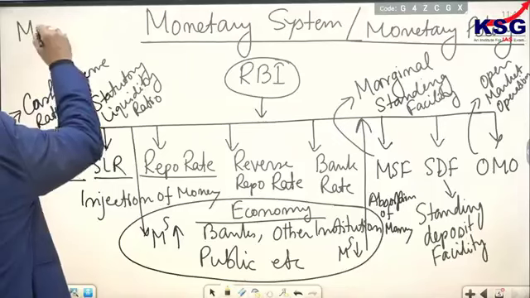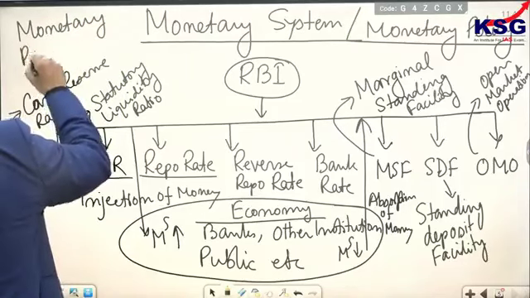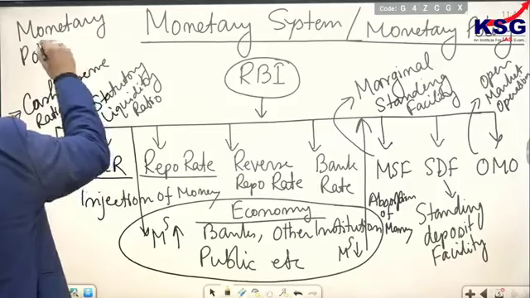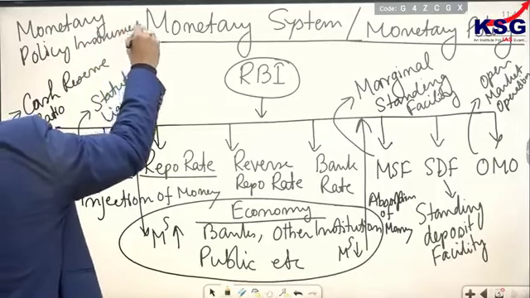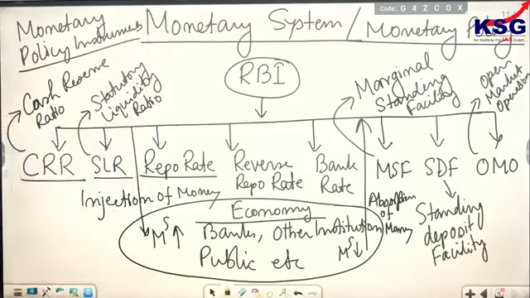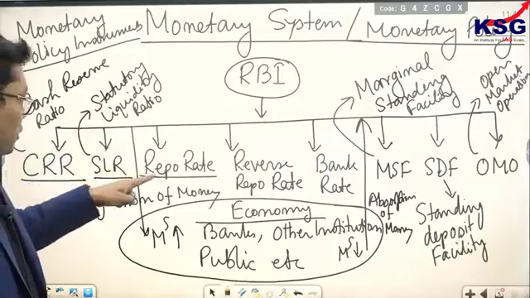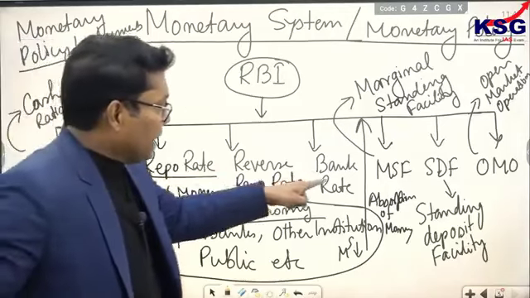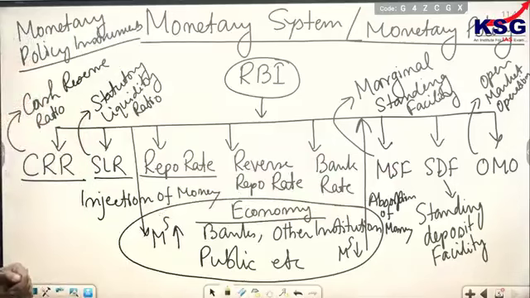These are known as the monetary policy instruments: CRR, cash reserve ratio, SLR, statutory liquidity ratio, repo rate, reverse repo rate, bank rate, MSF, SDF. These all are known as the monetary policy instruments.